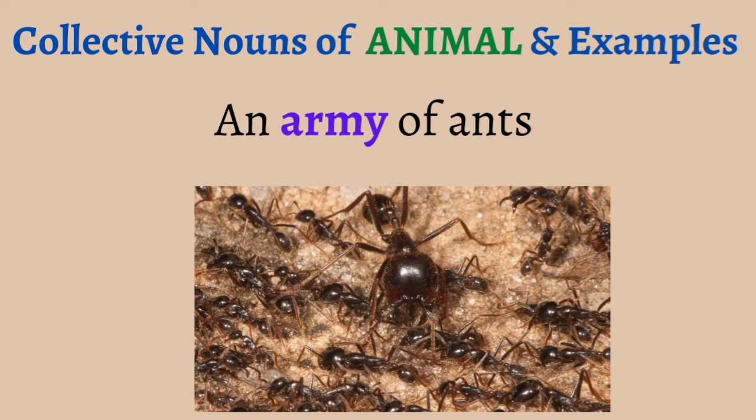Number 4, an army of ants, right? An army of ants. To describe a bunch of ants or a lot of ants, you would use the word army, right? Because whenever you see ants, they always travel together. So it's an army of ants. Army would be the collective noun.